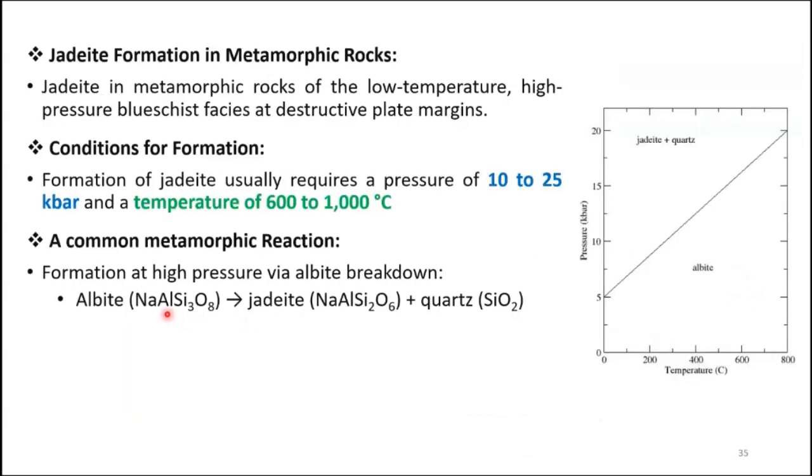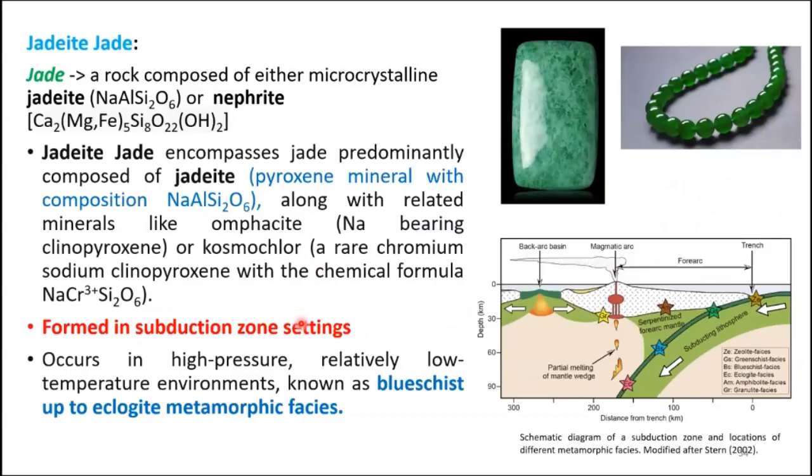This is one of the common metamorphic transformations, a solid state transformation. This sodium rich plagioclase feldspar, albite, is not stable under high pressure conditions. Albite breaks down producing jadeite and quartz. Then, with the enrichment of jadeite, the rock appears green in color. We call it jade.